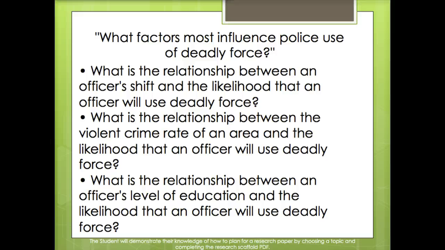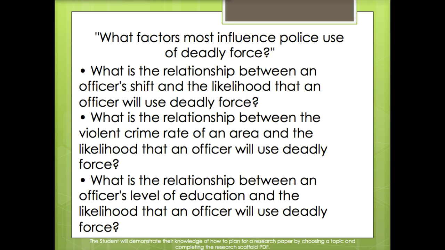What is the relationship between the violent crime rate of an area and the likelihood that an officer will use deadly force? If you are living in some cute little quaint suburb town where really people don't get in trouble, then you probably won't be using deadly force that often. But if you work inner city where there's violence all the time, or I'm from Chicago, Southside Chicago is a little rough, then yeah, that's where you're gonna probably find a higher likelihood of police using deadly force.